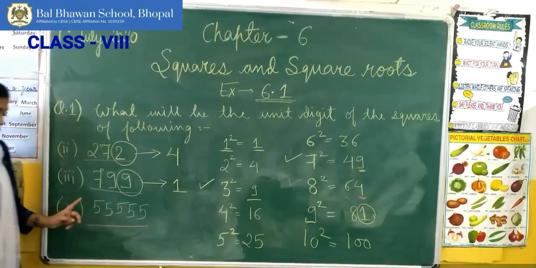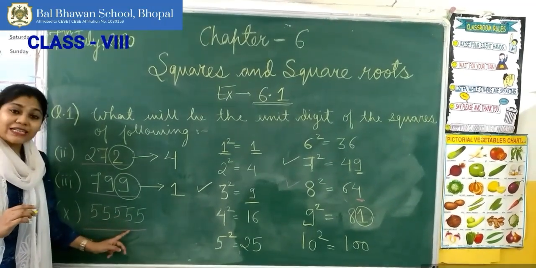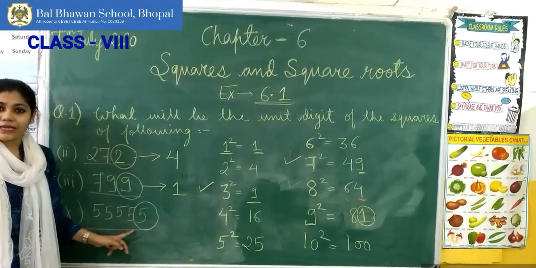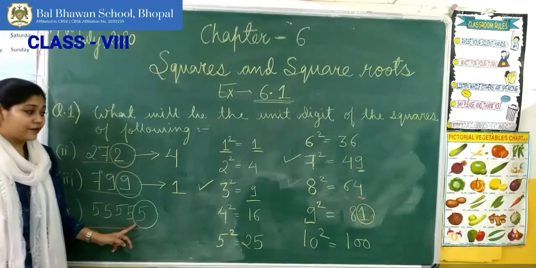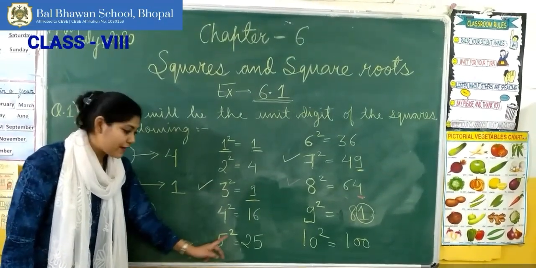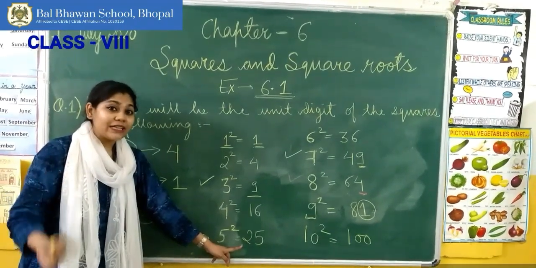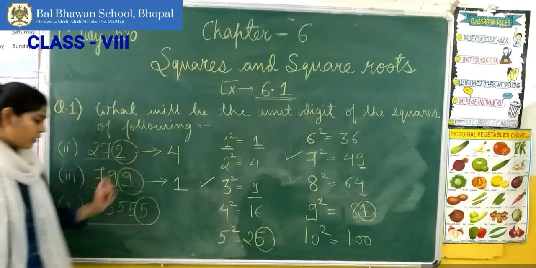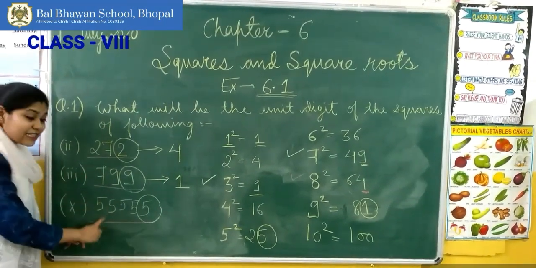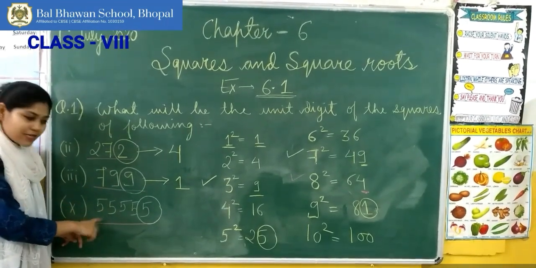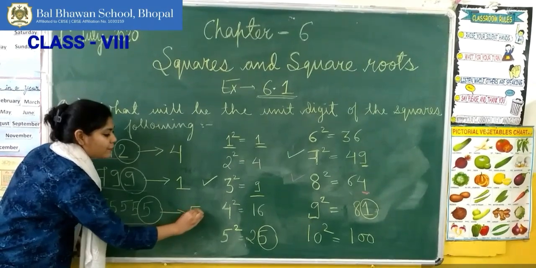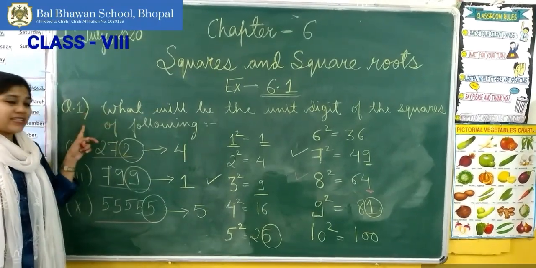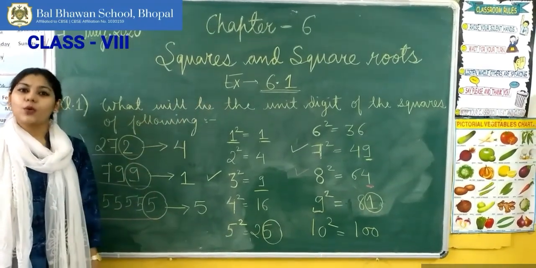Okay, now let's talk about third number. What is the unit digit of this third number? Unit digit of the third number is, oh, sorry, it's 5. So what is the square of 5? Square of 5 is 25. Now what is the unit digit of the square of 5? It is 5. Therefore, the unit digit of the square of this big number, of this 5-digit number, will also be 5. So that's very easy, kids. You too have to try the rest of the parts of this question number 1 of exercise 6.1.